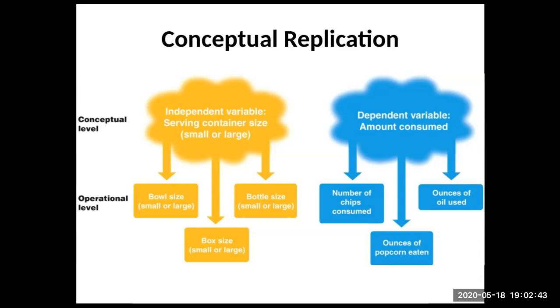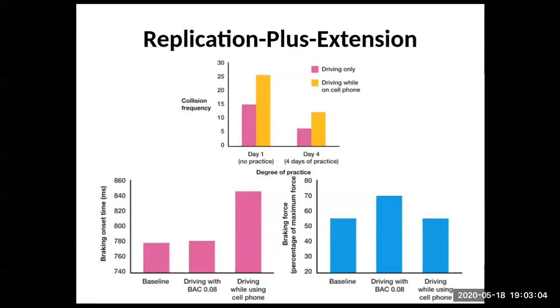So the bowl size could be a bowl of chips, and you could count the number of chips consumed. The box size could be popcorn, and you can determine the number of ounces that were eaten. Or again, bottle size, the amount of oil that was used, or dressing, or barbecue sauce, or whatever it is, right? I won't say ketchup because I don't like it. So you're doing it conceptually.